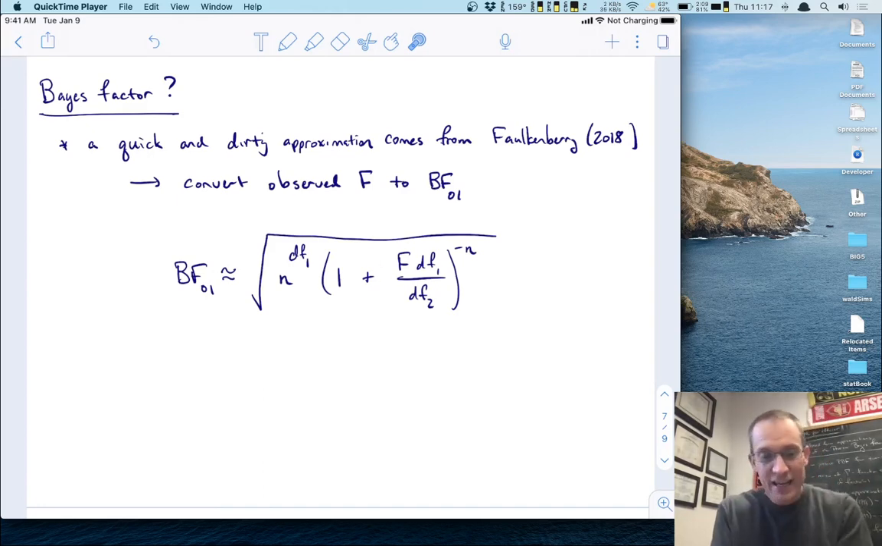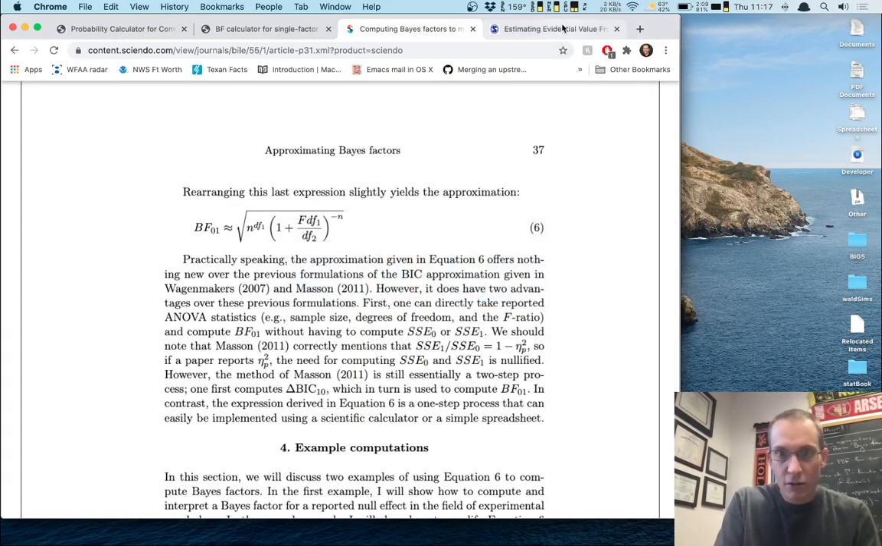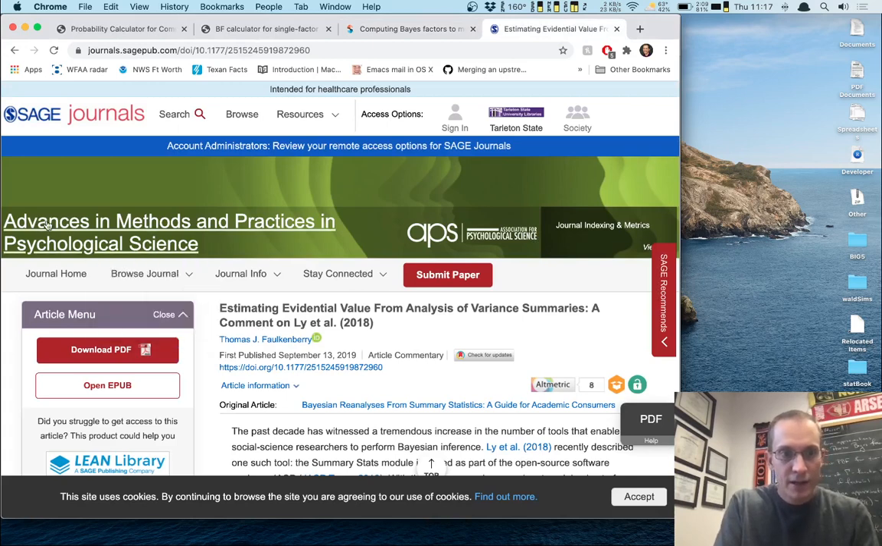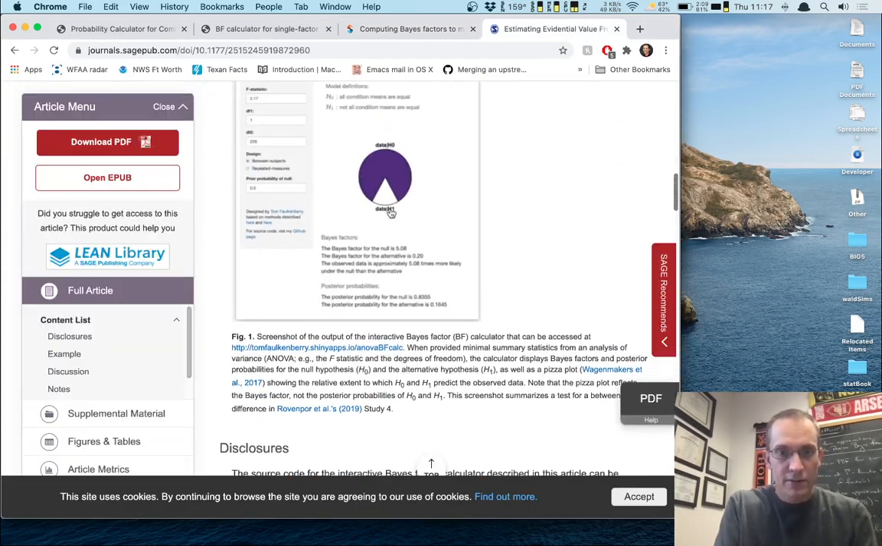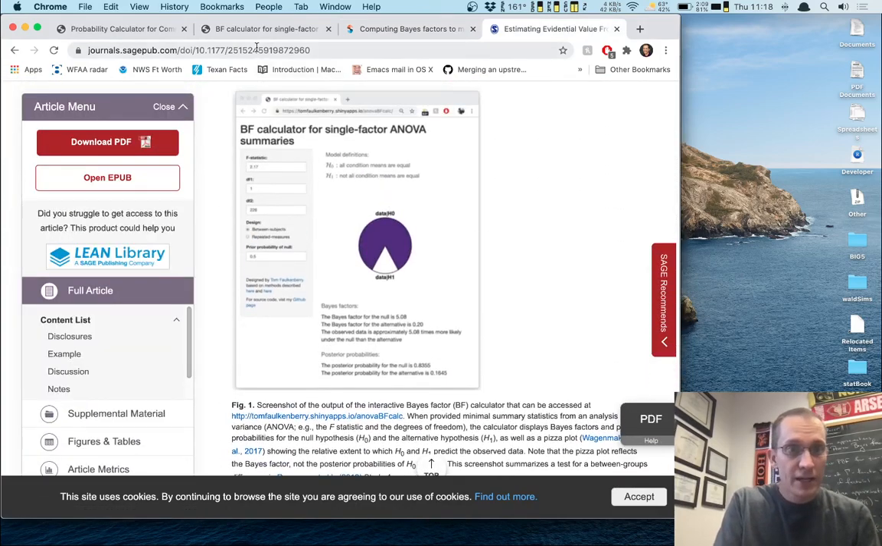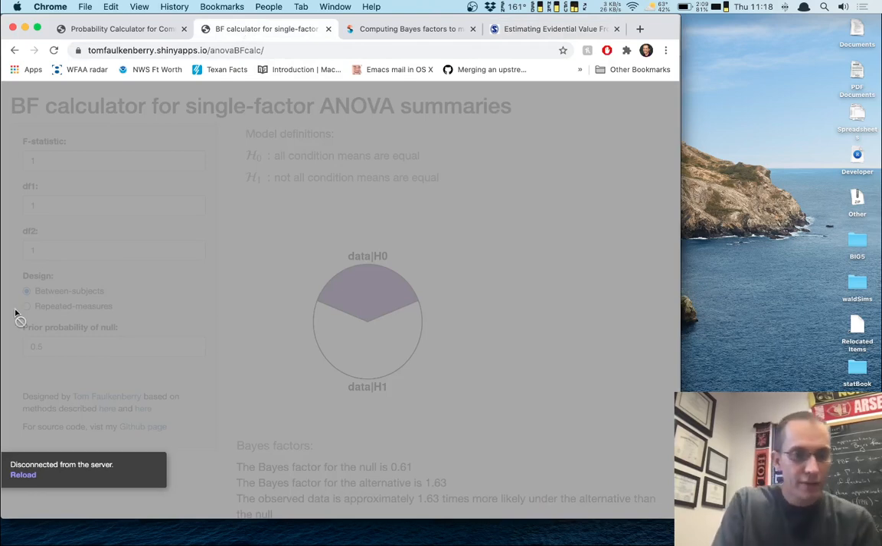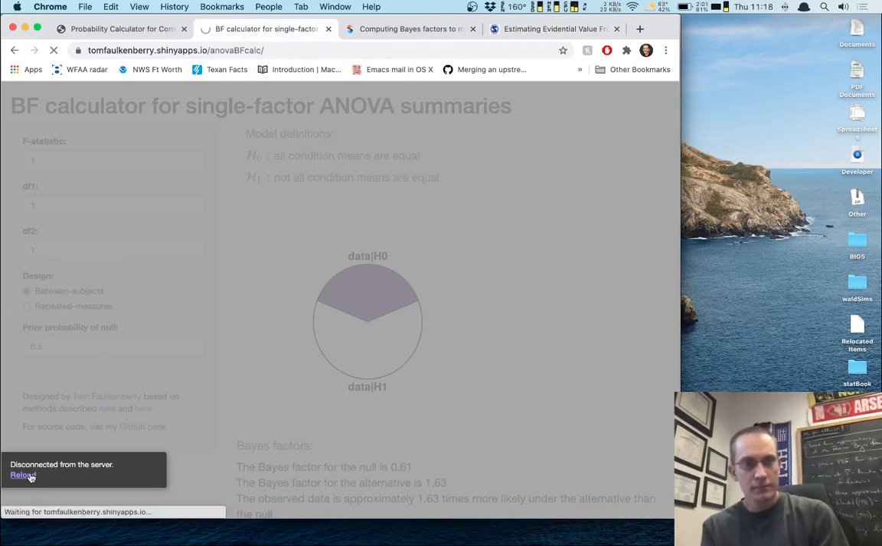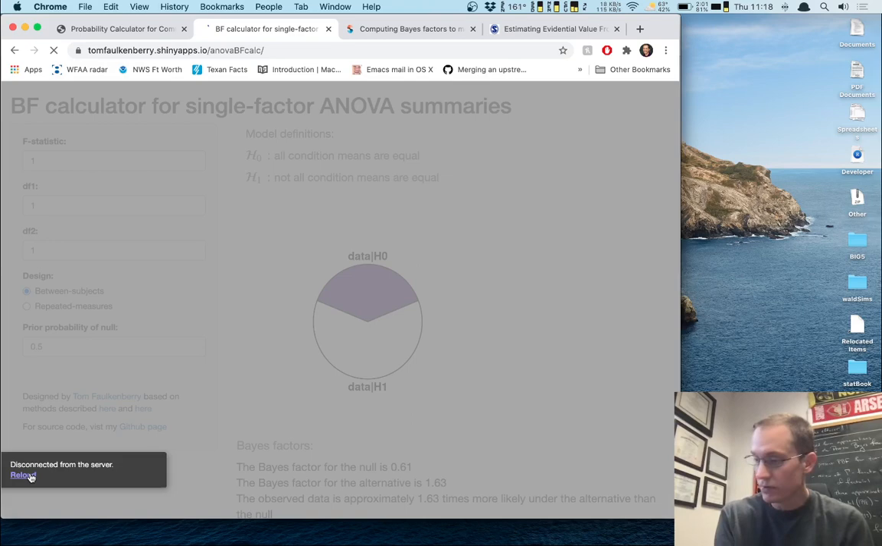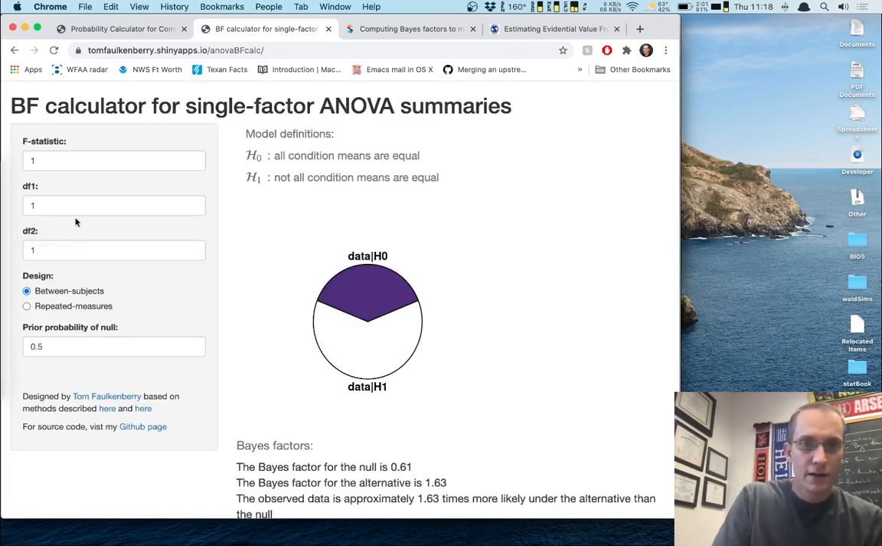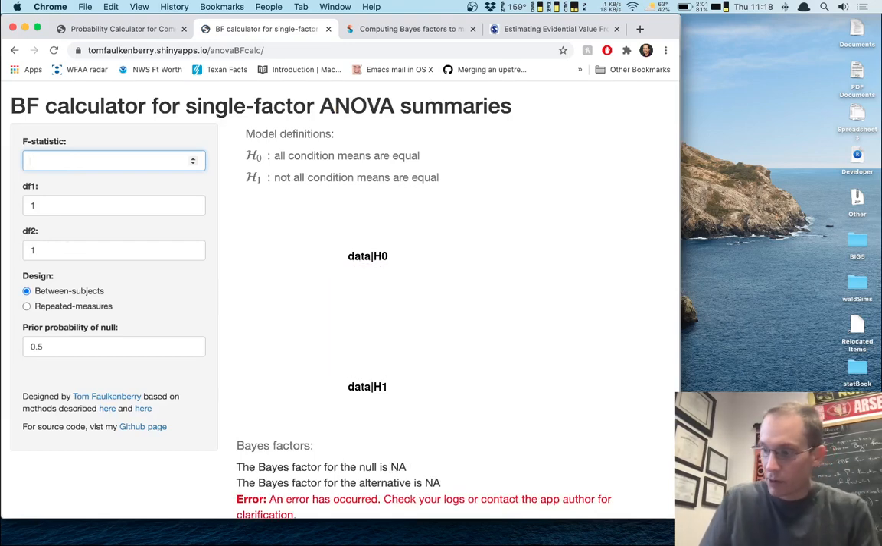An easier way even to do this is to use an online app that I developed, and I described that app in this paper in AMPPS. So I'll put a link to that one as well. If you look through that paper, you'll see there's a little web app here. And I'll also put the address for the app, which if I reload it is right here. And it's just like any of the other apps that we've used this semester. You just look and see what it asks for. We put in our F statistic, which if I remember correctly was 9.14.